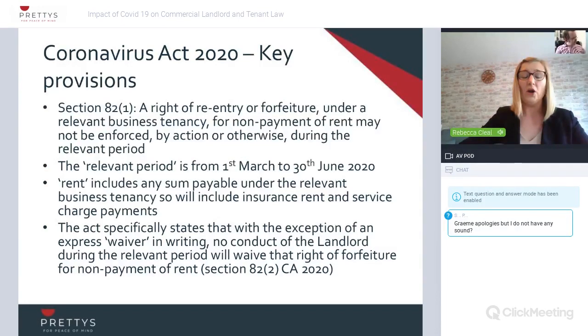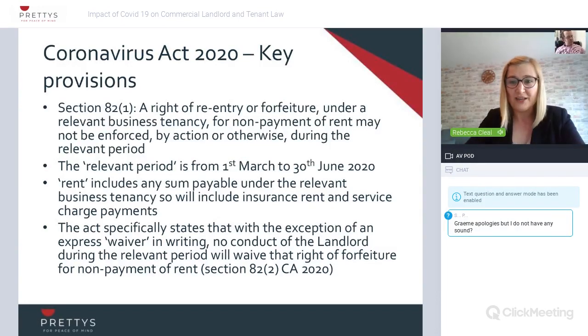Okay. So let's get into a bit of nitty-gritty. So section 82.1, and this is the key one that most landlords are going to be concerned about. Normally, most leases will contain a provision for forfeiture. So that is a right of re-entry into the property in the event that the tenant fails to pay the rent or comply with the covenants under the lease.